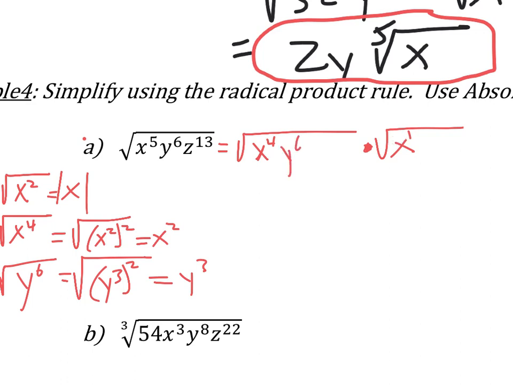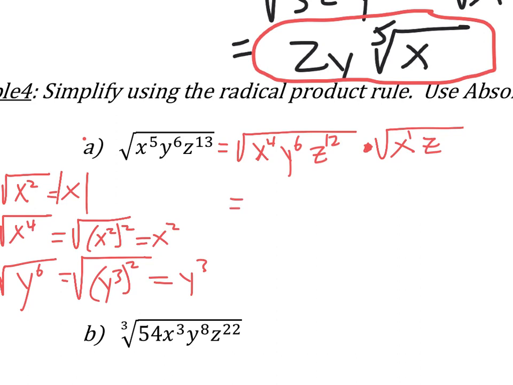We can take the square root of y to the sixth. We just kind of saw that here. And we only have y to the sixth. I don't have any extra y, so I don't need any leftovers. And what about z? Well, the biggest power of z that we can square root would be z to the 12th. And so we'd have z to the 12th times z.